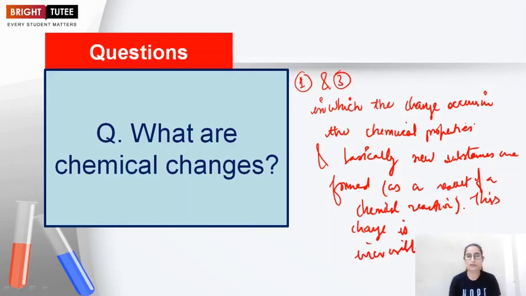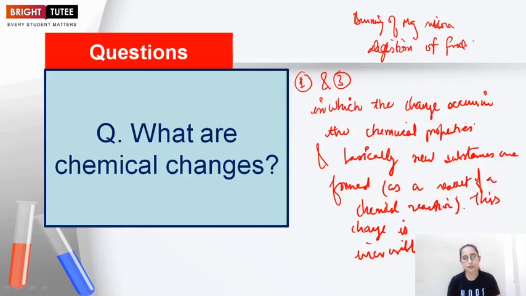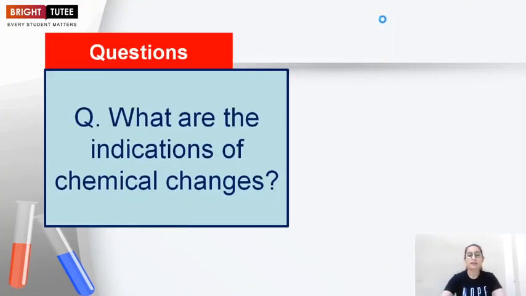Now obviously you will give some examples. You can say burning of magnesium ribbon, right? Also you can say digestion of food. You have to give a few examples. Now if it is a 3 mark question, you will have to explain one of the changes as well, that there is a chemical reaction happening, the change is irreversible. Alright, you can take the example of burning of magnesium ribbon, which we have studied in detail in the lecture, right? Next question, what are the indications of a chemical change?